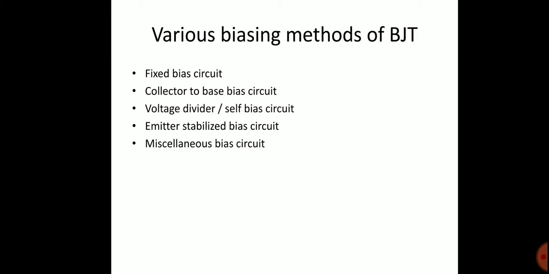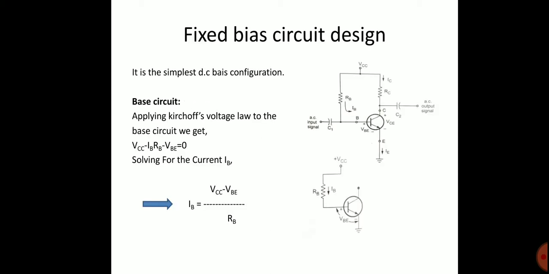Now we are going to discuss the fixed bias circuit design in BJT configurations. It is the simplest DC bias configuration. We see the structure of the circuit diagram in the fixed bias circuit. In this circuit, there is no resistance or connection on the emitter side. So we analyze the base current and collector current. First we analyze the base circuit.